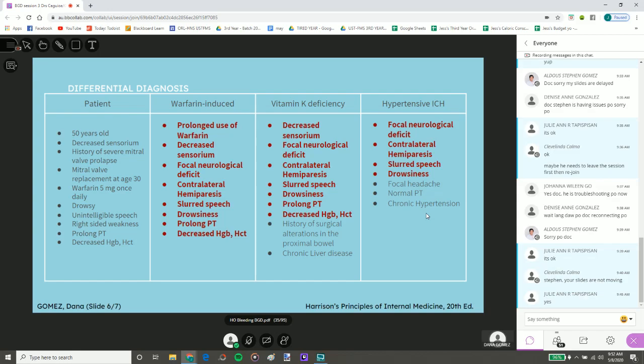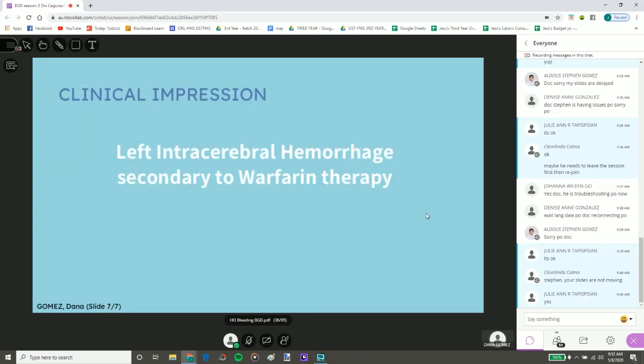We could also rule out vitamin K deficiency secondary to liver and intestinal pathologies because the patient does not have a history of liver disease nor surgeries or diseases involving the proximal bowel that can induce malabsorption syndromes. Examples of these are celiac disease, pancreatitis, and Crohn's disease. So for our primary diagnosis for this case, spontaneous left intracerebral hemorrhage secondary to warfarin therapy.